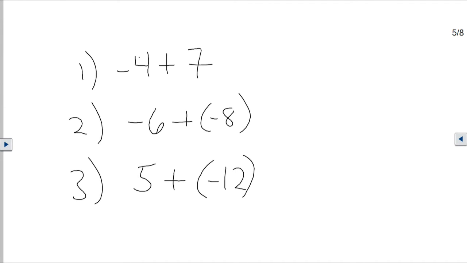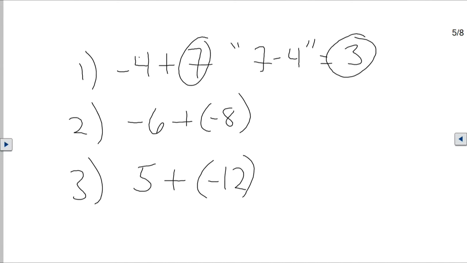All right, so number 1, we've got different signs. So our saying is different signs, find the difference. So we want to think 7 minus 4, and that's going to be 3. And then we look, we have more positives. That is a larger absolute value, more positives than negatives. So our answer is going to stay +3.